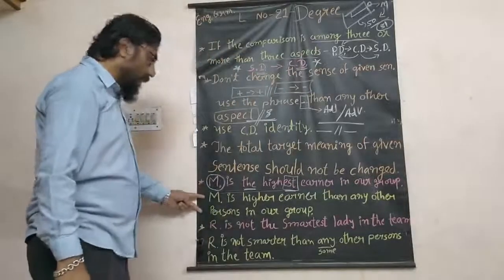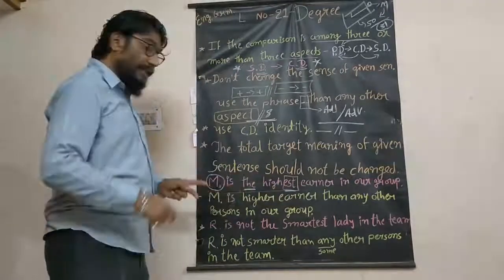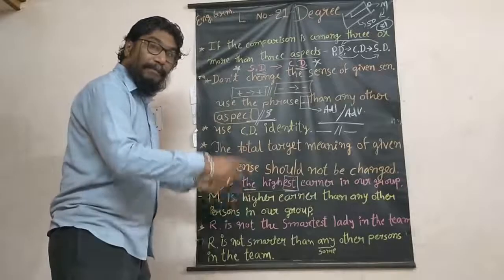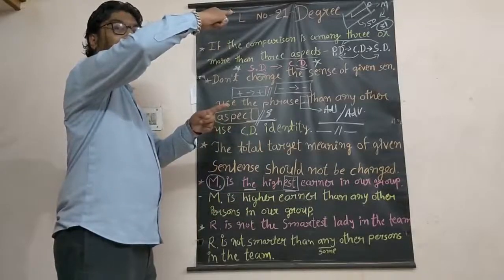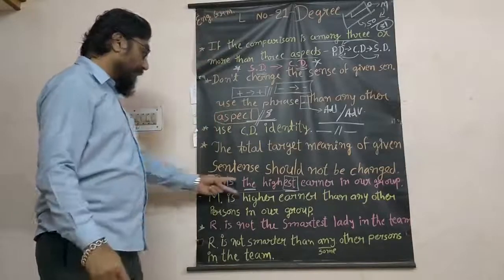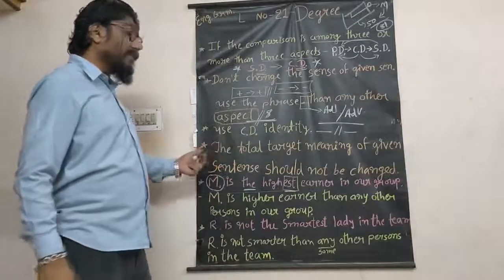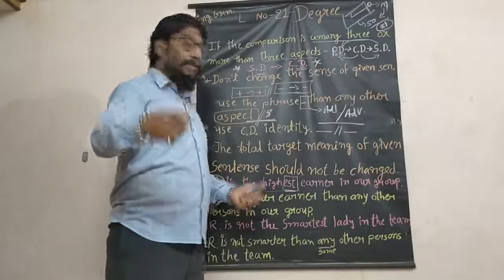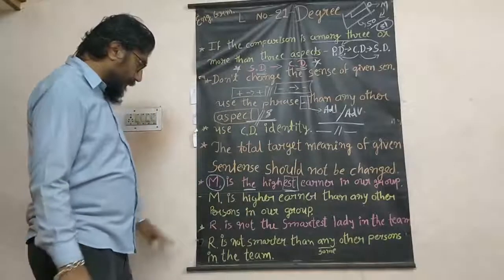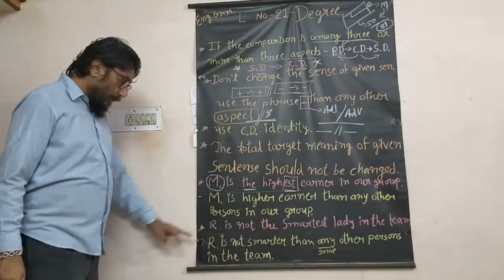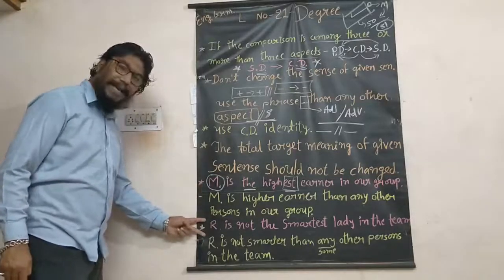Now we will move ahead with the total target meaning of the given sentence. Meera is a higher earner than any other. Other means 50 persons. What they are earning, more than that, Meera is earning. Hence, it is proved that Meera is the highest earner in our group. It means the total target meaning of the given sentence should not be changed. The same thing we have done. Second one. Given is positive sense. We have maintained positive sense here. Now we are moving ahead with the negative sense.